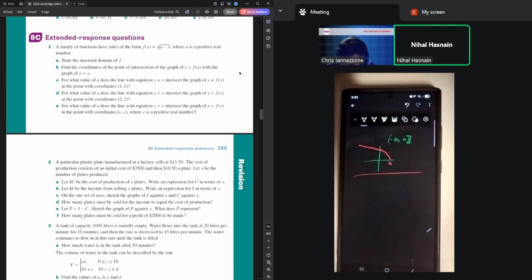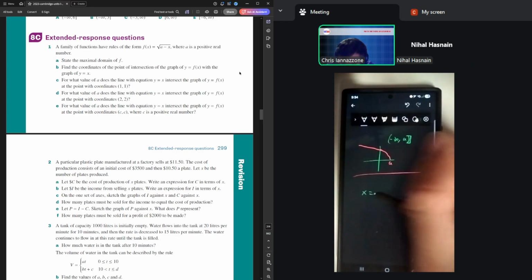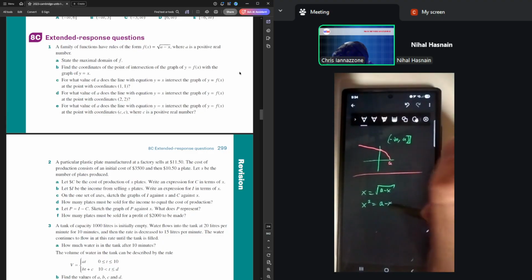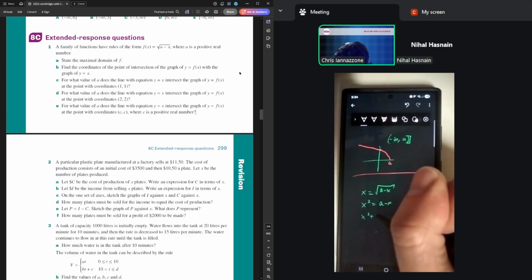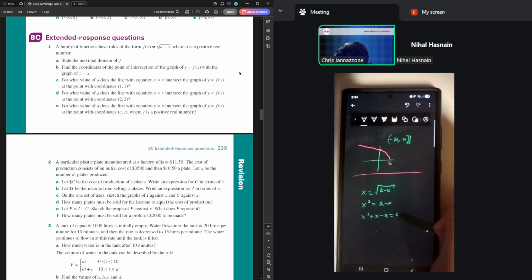Set the equations equal to each other. That's it. y equals x is the same as y equals root a minus x. x squared equals a take x. x squared plus x minus a equals 0. And then, well, you have the whole quadratic formula thing there.